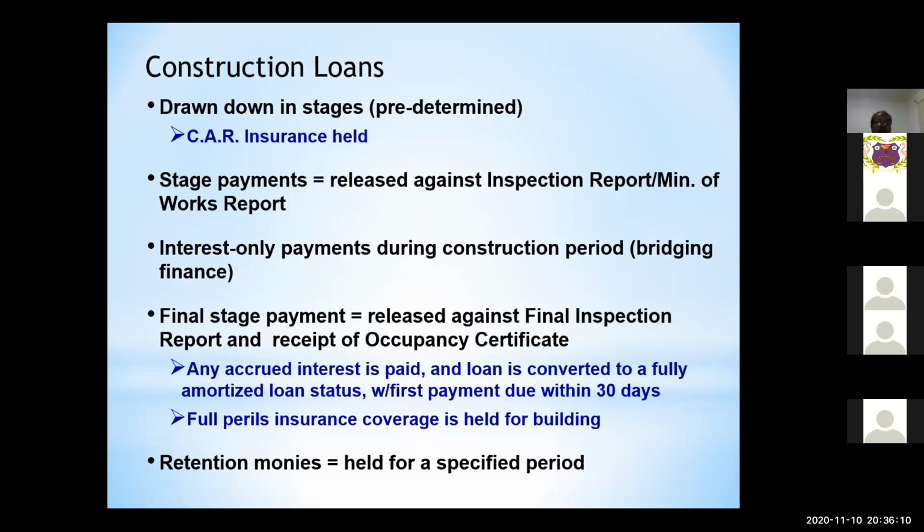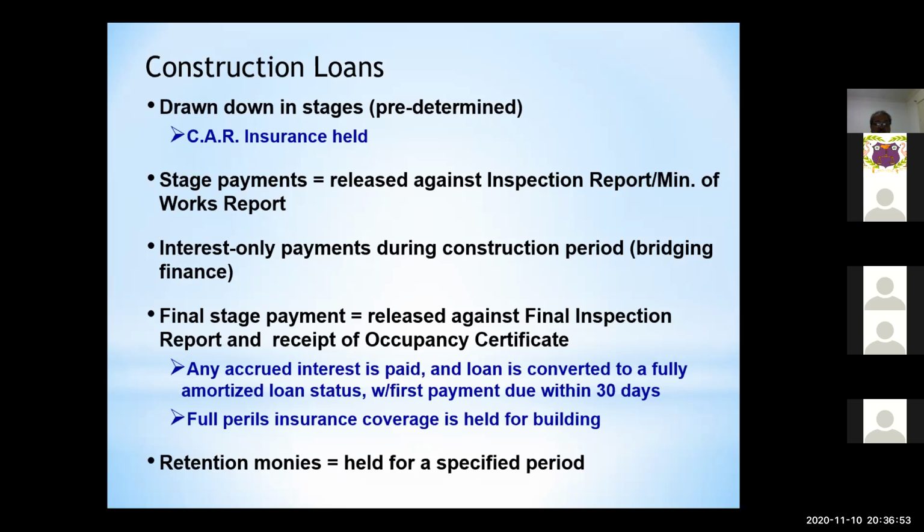Stage payments are involved. That is, the stage payments are released against the inspection report or the Ministry of Works report. And during construction, interest-only payments are paid by the client to yourself. Okay. The final stage payment is released against the final inspection report and receipt of occupancy certificate. So you need to have the occupancy certificate in order to release the final stage. At that time, any accrued interest is paid. The loan is converted to a fully amortized loan, and the first payment is due within 30 days.